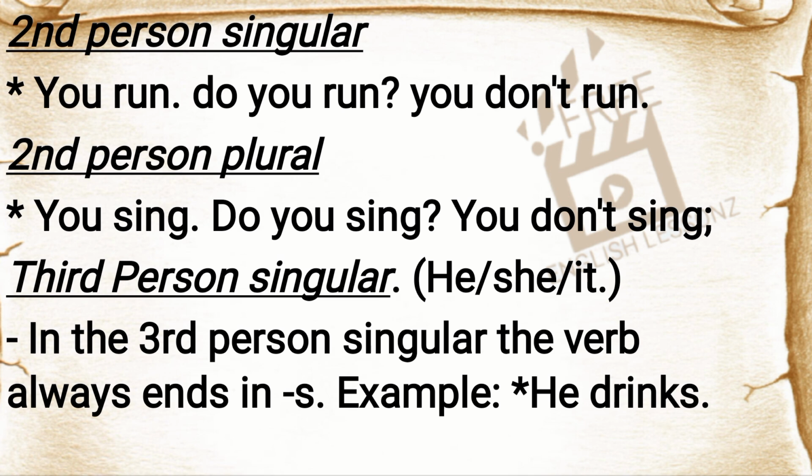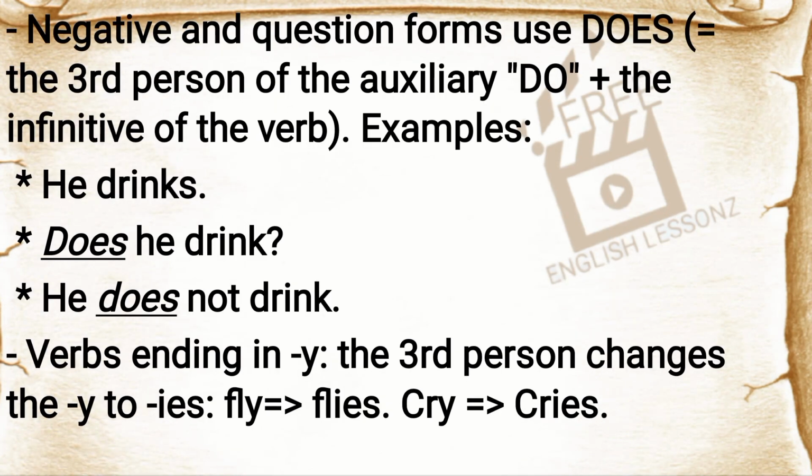He, she, it. In the third person singular the verb always ends in s. Example: he drinks. Negative and question forms use does, which is the third person of the auxiliary do, plus the infinitive of the verb. Examples: he drinks. Does he drink? He does not drink.